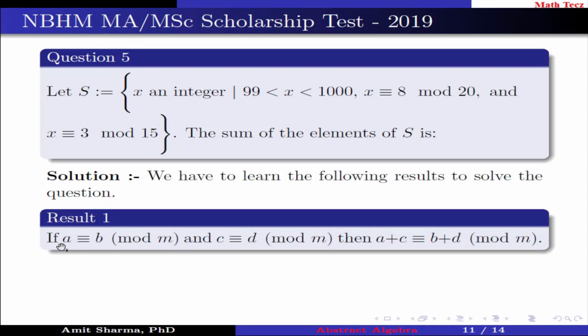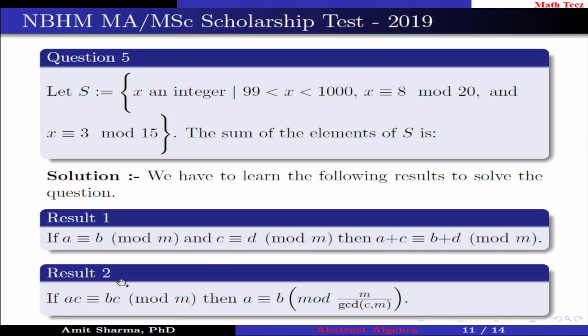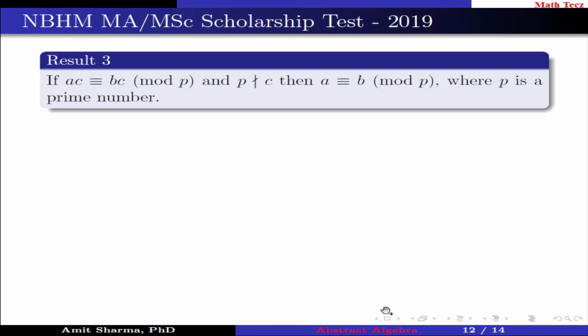Result number 1. If a is congruent to b mod m and c is congruent to d mod m, then a plus c is congruent to b plus d mod m. Result number 2. If ac is congruent to bc mod m, then a is congruent to b mod m by GCD of c, m. Result number 3. If ac is congruent to bc mod p and p does not divide c, then a is congruent to b mod p, where p is a prime number.